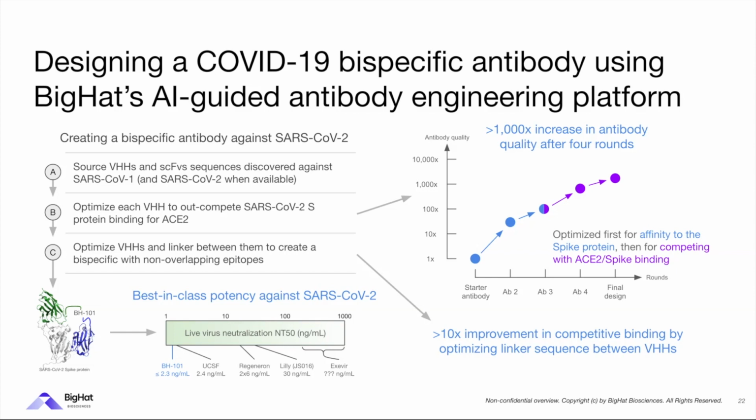which we then sent into a BSL-3 lab for viral neutralization testing, and demonstrated that this bispecific antibody we've created is extremely potent relative to, for instance, the Regeneron or Lilly cocktails, which are on the market now, with potencies in the tens of nanomolar, and ours is down at kind of 2.